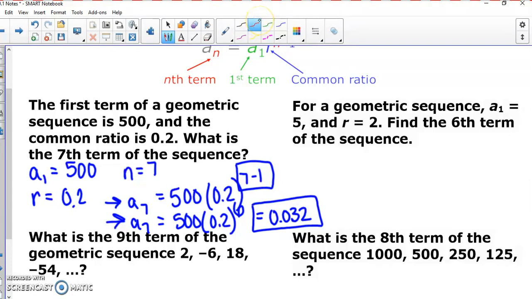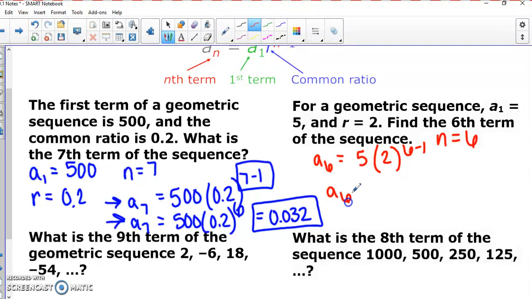Okay, let's try this next one then. They give us our first term of 5 and our common ratio of 2, and we want to find the sixth term. So our n equals 6, just the n part equals 6. And then we want to find the sixth term. So when we go to plug that in, we're going to say a sub n, our sixth term, equals our first term, 5, times our common ratio, 2, to the power of 6 minus 1.